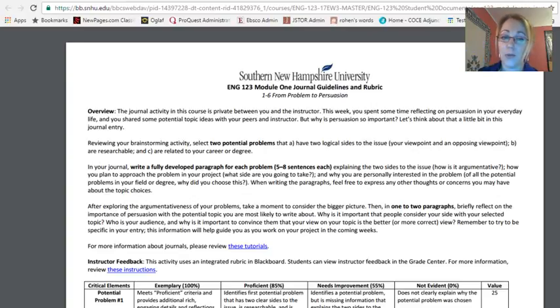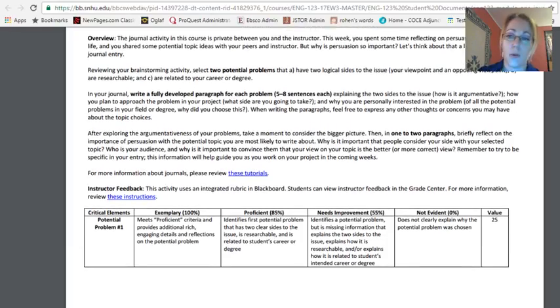We want to have 2 potential problems. We really, really want to be writing developed paragraphs that are a minimum of 5 sentences. Like, this is a big thing. Let's make sure that we are writing good, constructive paragraphs to support what we're trying to say.